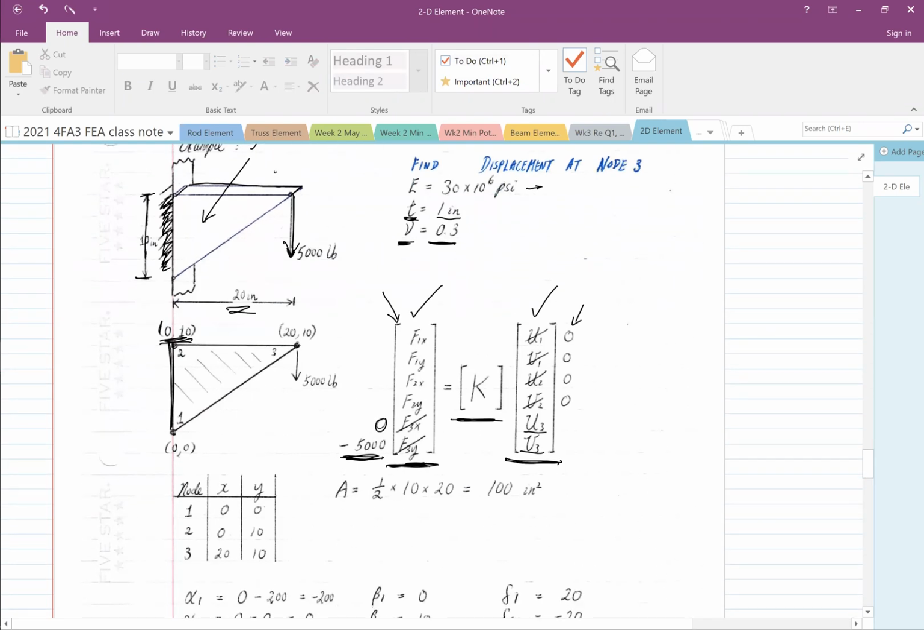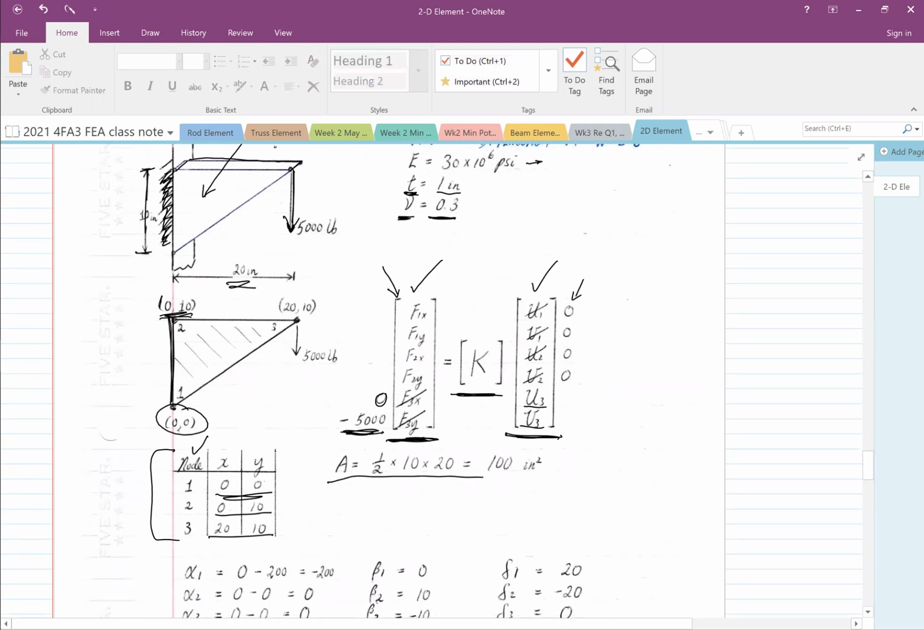Now the next step for any 2D element, you need to assemble a little table which tells you the node number and where it's located. Node 1 is 0, 0. Node 2 is 0, 10. And node 3 is 20, 10. Try to stick with 0, 0. You may do otherwise, but it's easy to make mistakes.